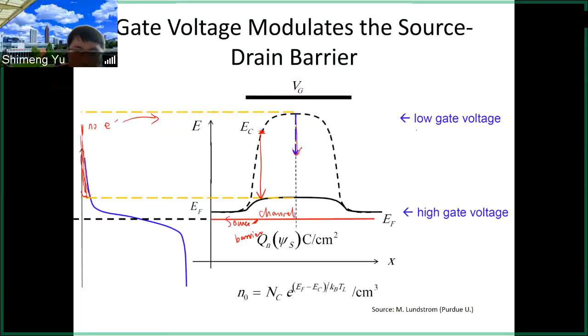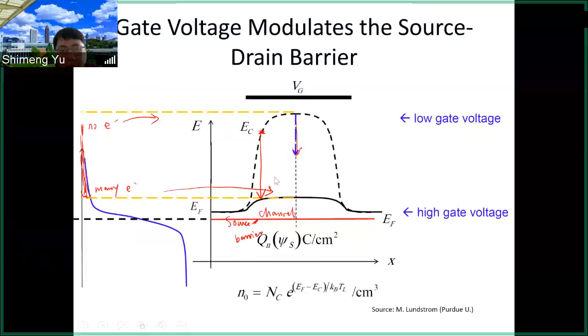But if the gate voltage is applied, then we push down the band. Now you have many electrons above this barrier. So if you apply drain voltage, then those electrons will fall down along the slope. So the key conclusion here is that the gate voltage modulates the source to the channel barrier. That is controlling the current.